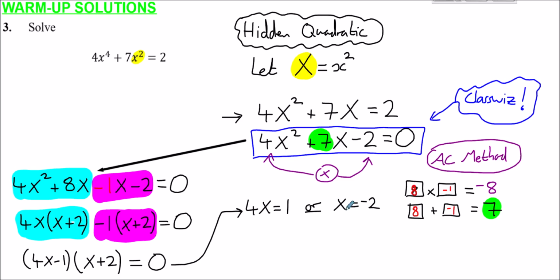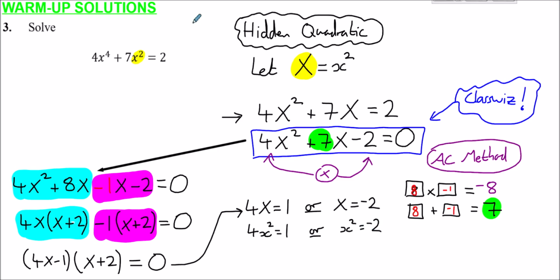And at this stage, we need to remind ourselves what big X actually was. The equation wasn't in terms of big X. The variable to solve was normal little x. Big X is x squared, so let's just now replace it and go back to the original variable. So 4x squared equals 1, or x squared equals minus 2.